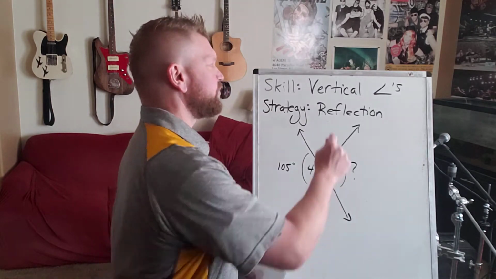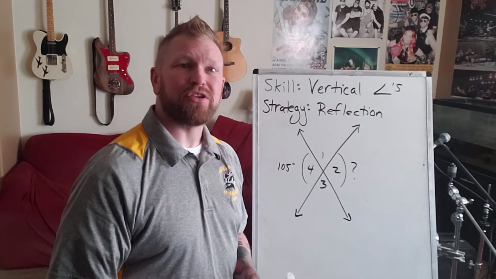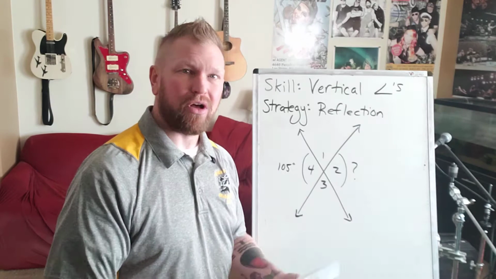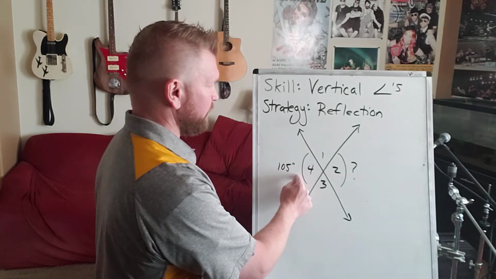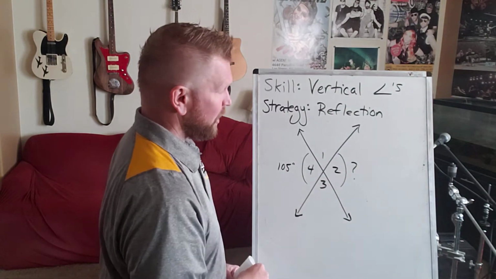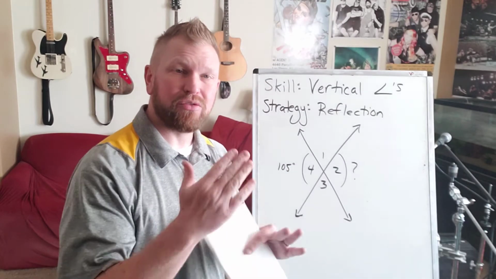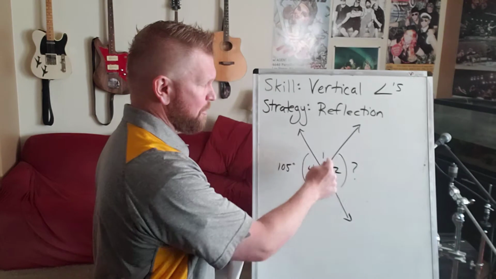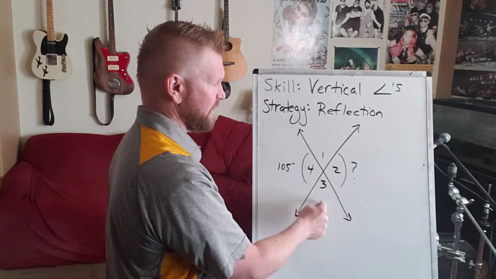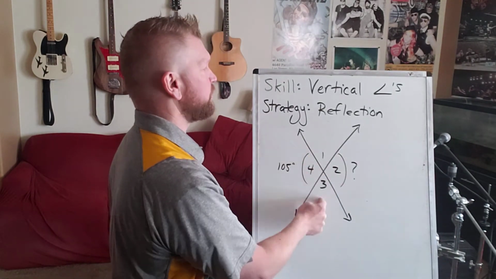All right, so the skill here is vertical angles. In fact, these angles that are on opposite sides of each other are called vertical angles. So angle 4 and angle 2 are vertical angles. Also, angle 1 and angle 3 are vertical angles. Anytime you have these two lines intersecting, it creates opposite angles called vertical angles. So 4 and 2, 1 and 3.